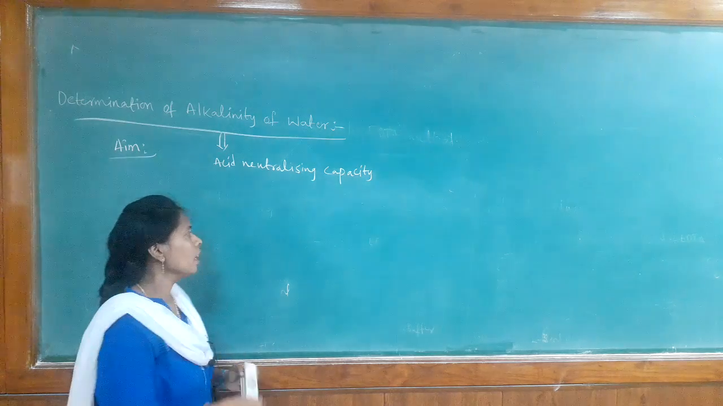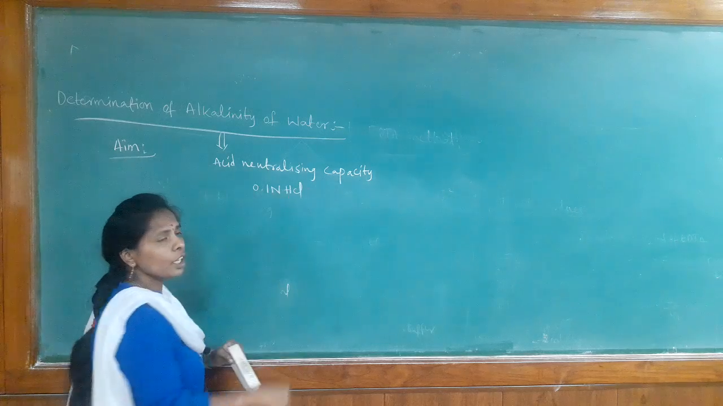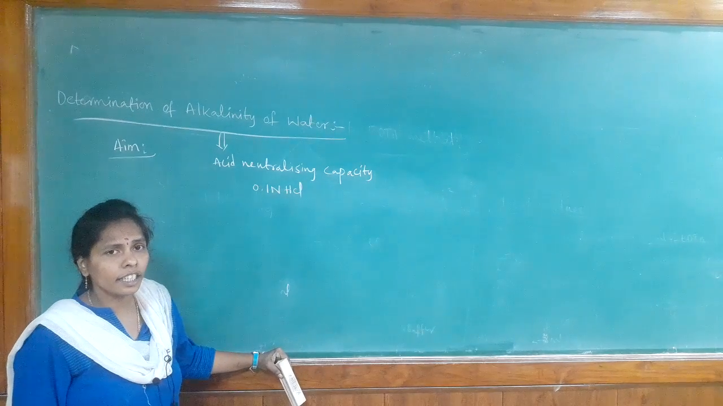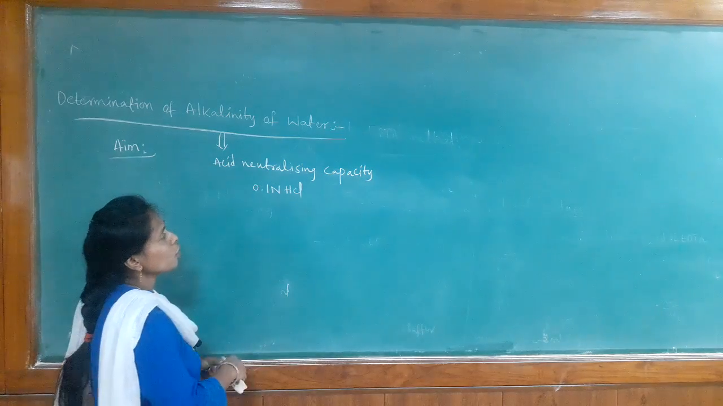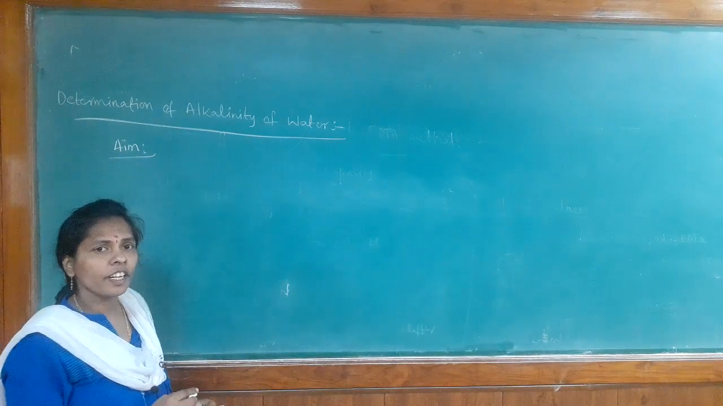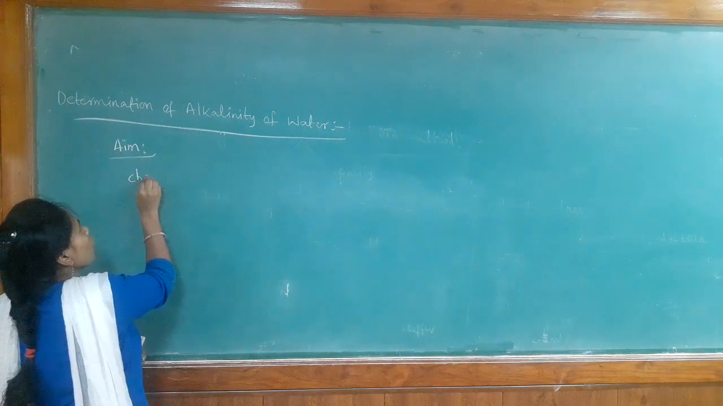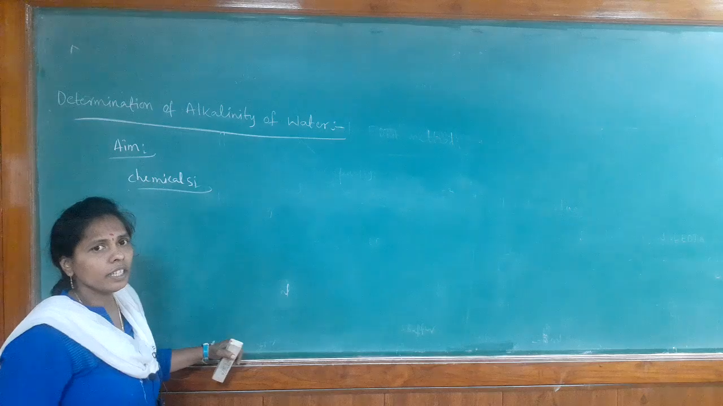So, we are using 0.1 normal hydrochloric acid to find the alkalinity in the given water sample. That is the aim of the experiment. Now let us see what are the chemicals required in the given experiment.